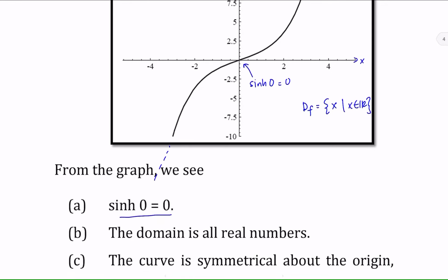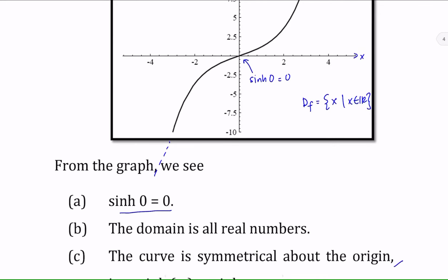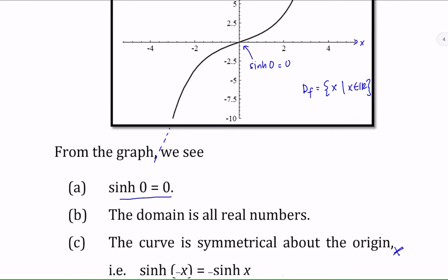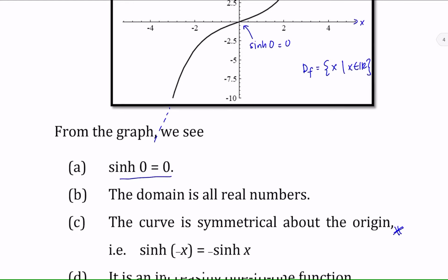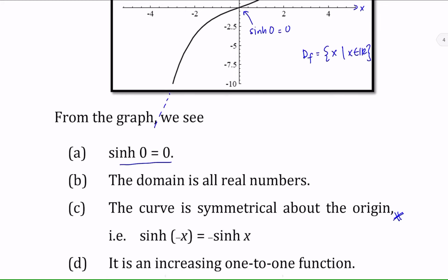Okay, so the curve is symmetrical about the origin. If you look at here, it is symmetry. So for this, sine minus x is equal to minus sine x.